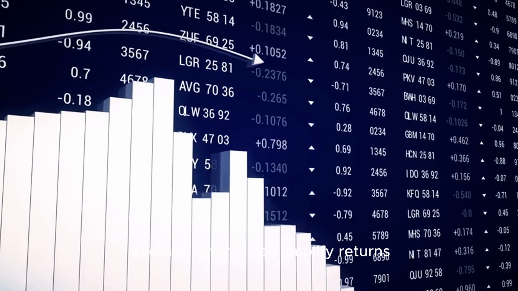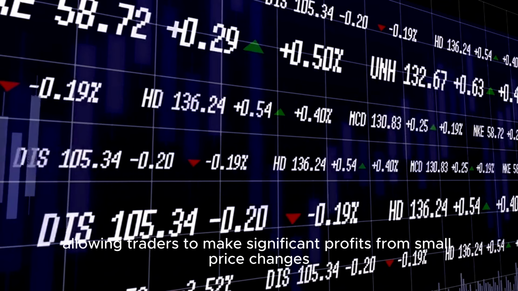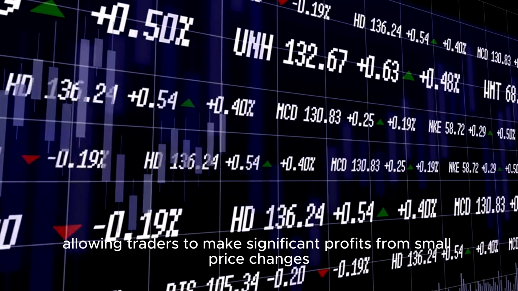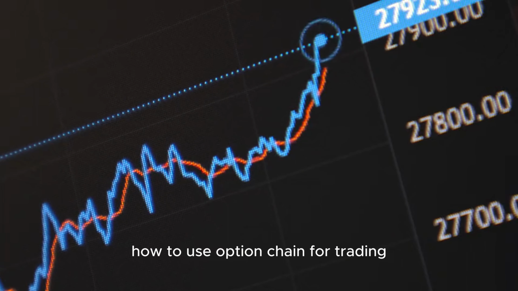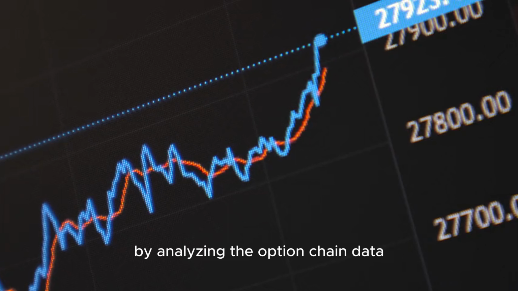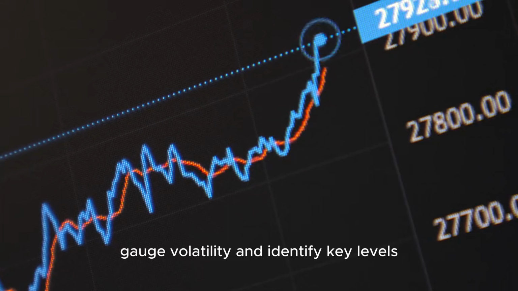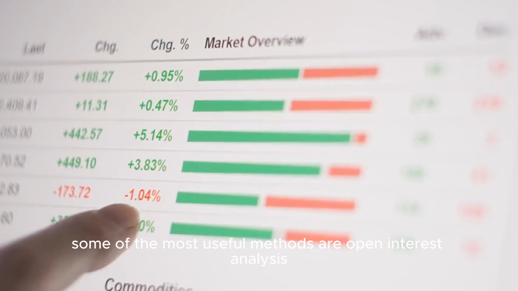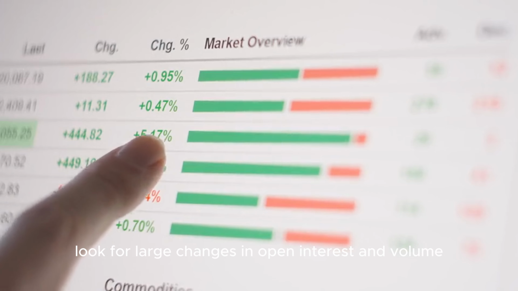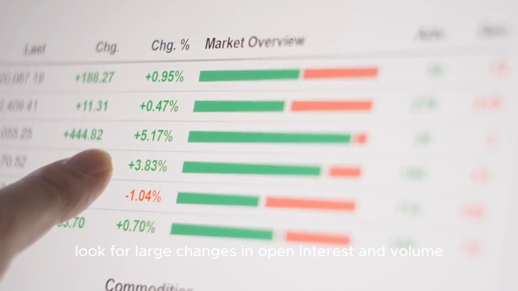Leverage. Futures can amplify returns, allowing traders to make significant profits from small price changes. How to use option chain for trading. By analyzing the option chain data, you can spot market trends, gauge volatility, and identify key levels. Some of the most useful methods are open interest analysis. Look for large changes in open interest and volume.